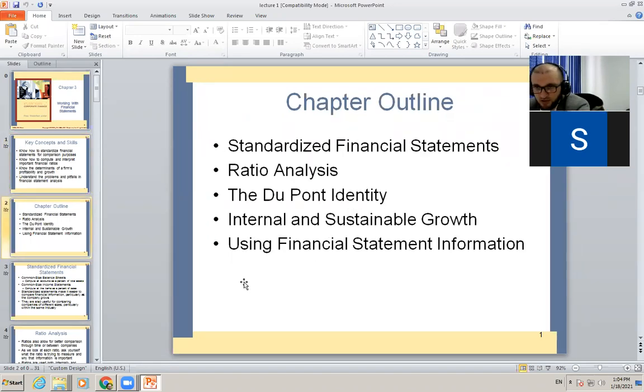So the main segments of this chapter that we are covering are standardized financial statements, ratio analysis, the DuPont identity, the internal and sustainable growth, and using the financial statement information to analyze the financial position of the company.